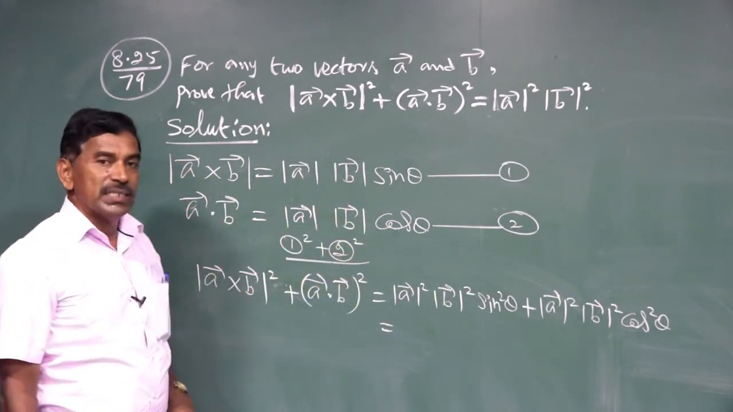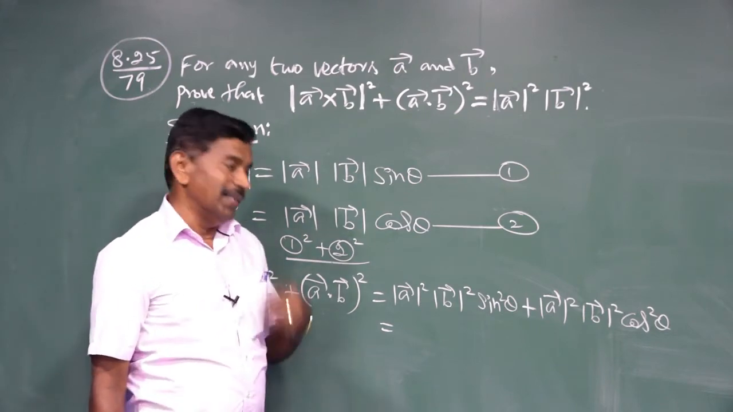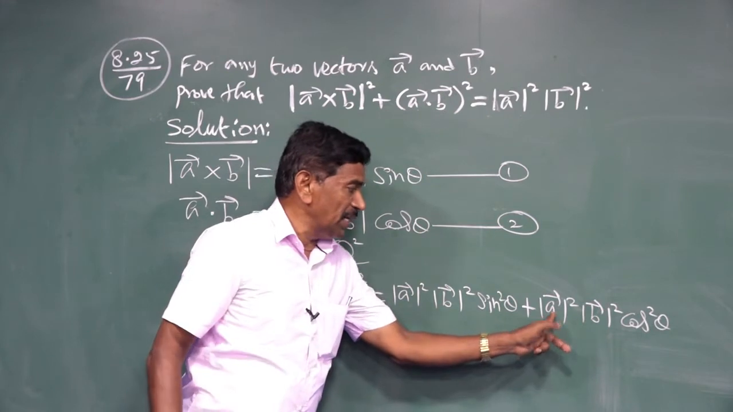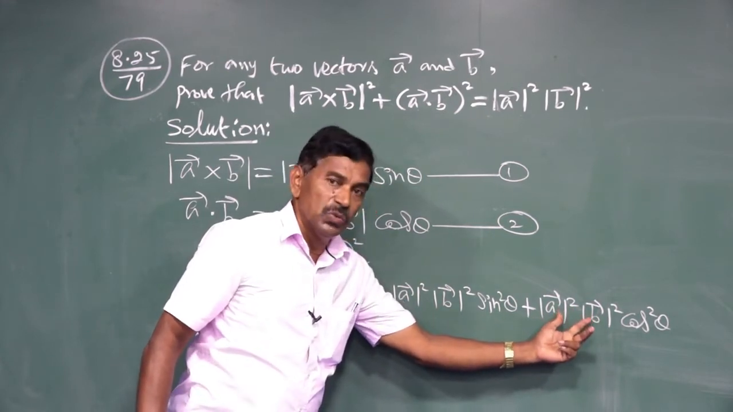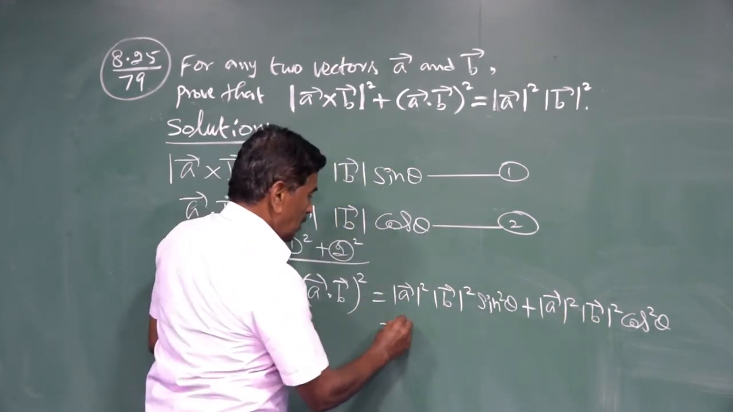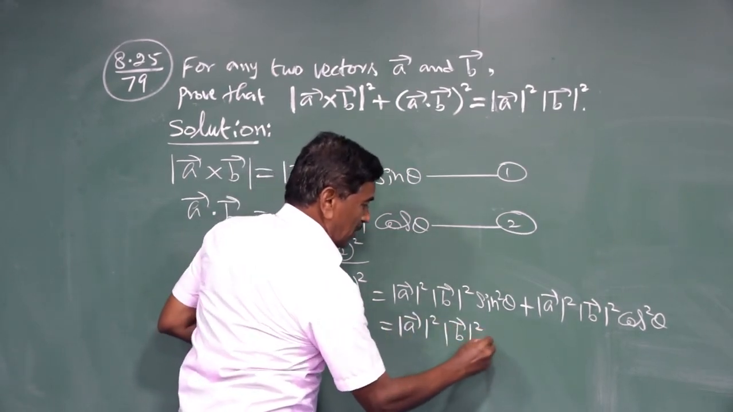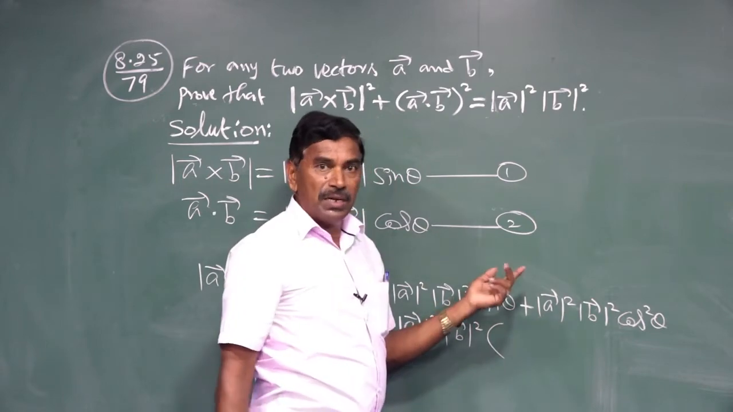Now next step, simplification yourself. Modulus A vector square, modulus B vector square. Which two are common? Taking common, modulus A vector square into modulus B vector square into bracket open. What is remaining?